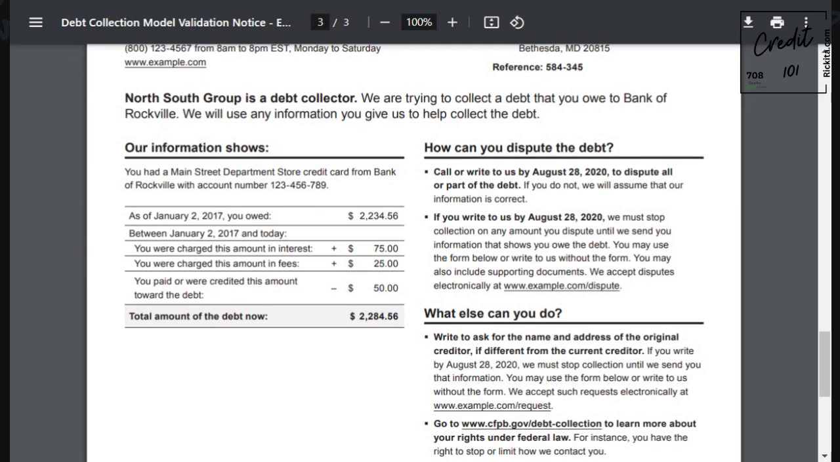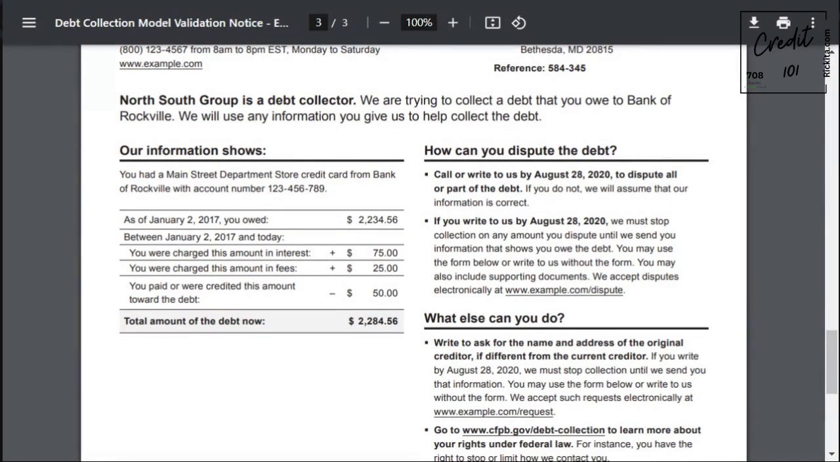If they charge you any interest, they'll put it here, along with any amount that you may have already paid. And then this is the amount that you owe altogether. Now, this is the most important part. Call or write us by, and then they'll have a date to dispute all or part of this debt. Again, that's what the validation of debt letter is about. And that's what this one is. This is the validation of debt letter that you can send to the collection company once you get this letter in the mail, because that's all this letter is. You're asking them to validate that debt.